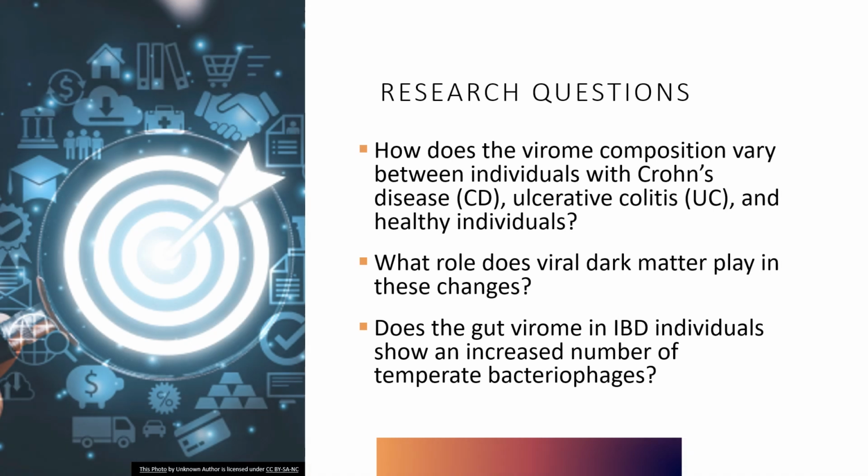There are a few research questions regarding this study. How does the virome composition vary between individuals with Crohn's disease, ulcerative colitis, and healthy individuals? What role does viral dark matter play in these changes? And does the gut virome in inflammatory bowel disease individuals show an increased number of temperate bacteriophages?